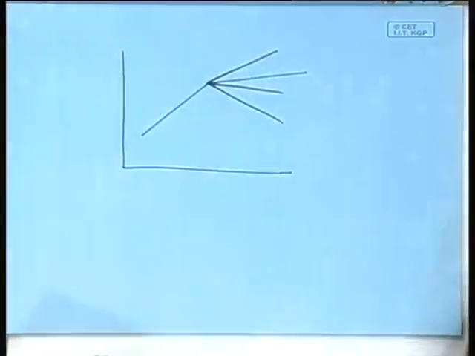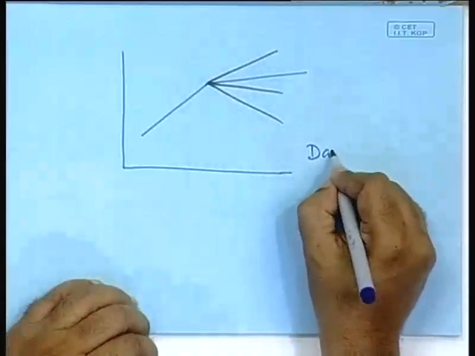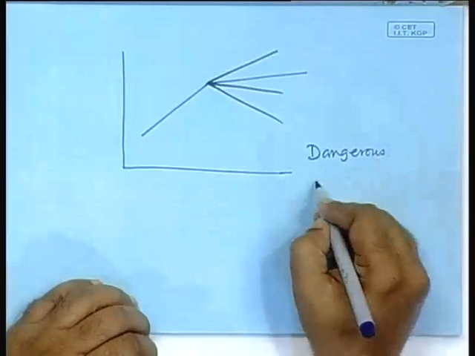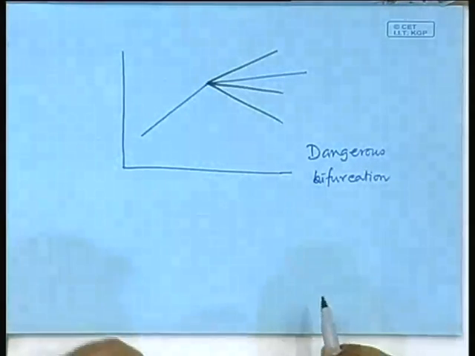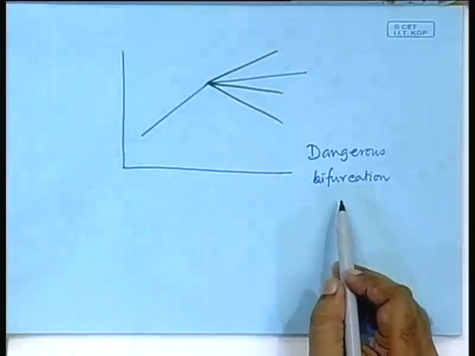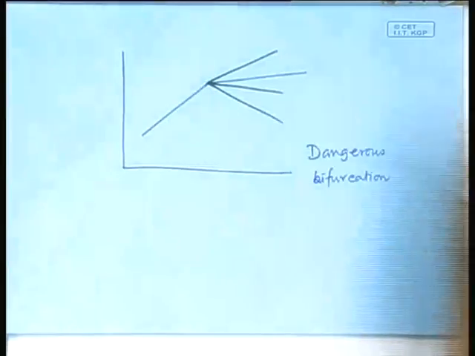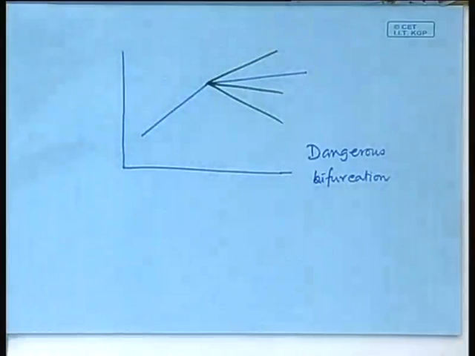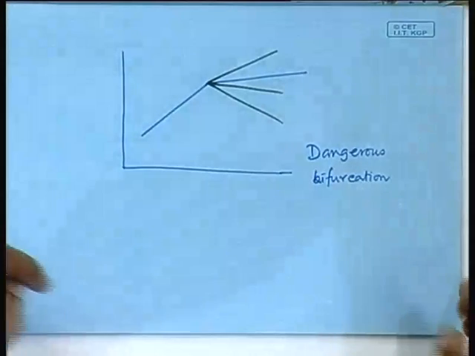This situation has been called the situation of dangerous bifurcation, because there is no signal. You keep on monitoring the eigenvalues of the system, it is stable. Always you will get a signal that it is stable, the system is going to remain stable, yet the system collapses. Okay.